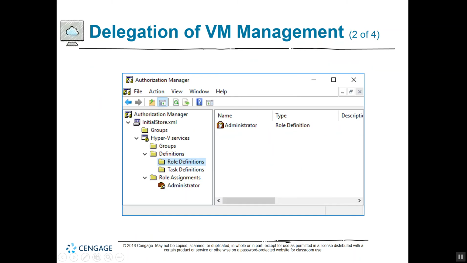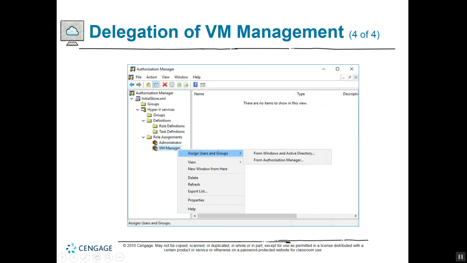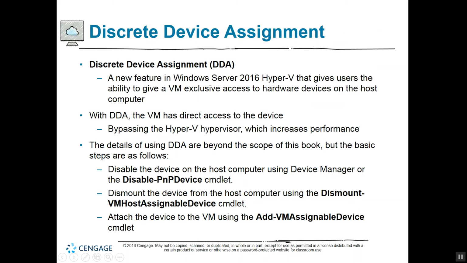And here's Authorization Manager. We can go in and set the different roles when it comes to Hyper-V services for groups. Here's where we add the definition of the operations, what you can and can't do. Assign users and groups for it, for VM Manager. There's so much that we can do.